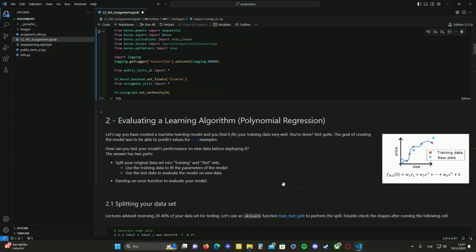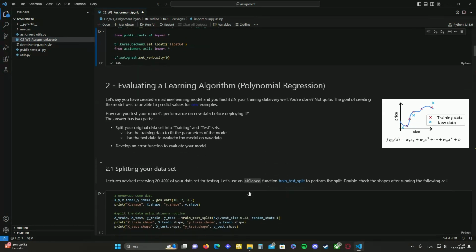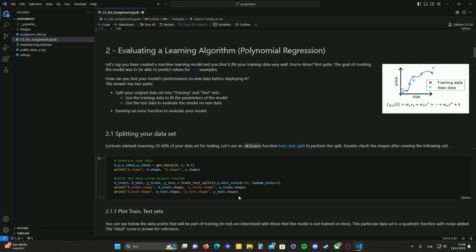Evaluating a learning algorithm, polynomial regression. Let's say you have created a machine learning model and you find it fits your training data very well. You're done? Not quite. The goal of creating the model was to be able to predict the values of new examples. How can you test model performance? Split your original data into training and test sets, and develop an error function to evaluate your model.